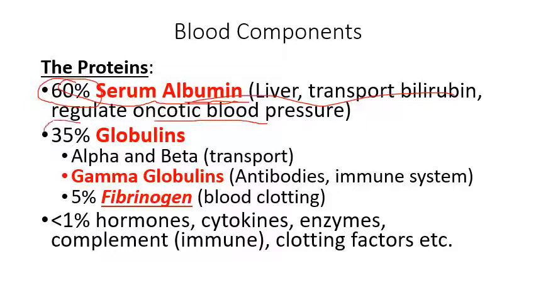Okay, 35% of that 7% is made up of the globulins. The gamma globulins are the antibodies that are there to fight off infections, and antibodies are produced by B cells that have differentiated into plasma cells. We'll talk about that in detail later. And less than 1% of the proteins in serum are the hormones and cytokines and enzymes and other things like that, including the blood clotting factors, which we'll talk about very soon.